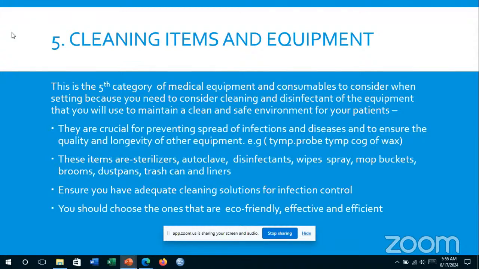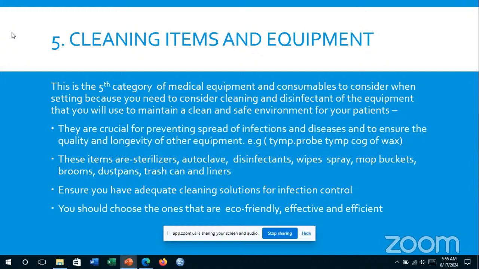So there are items that you cannot mention all of them here. You should choose the ones that are eco-friendly, that are sufficient and effective. Just ensure you have adequate cleaning solutions for infection control. We categorize them into two forms here.